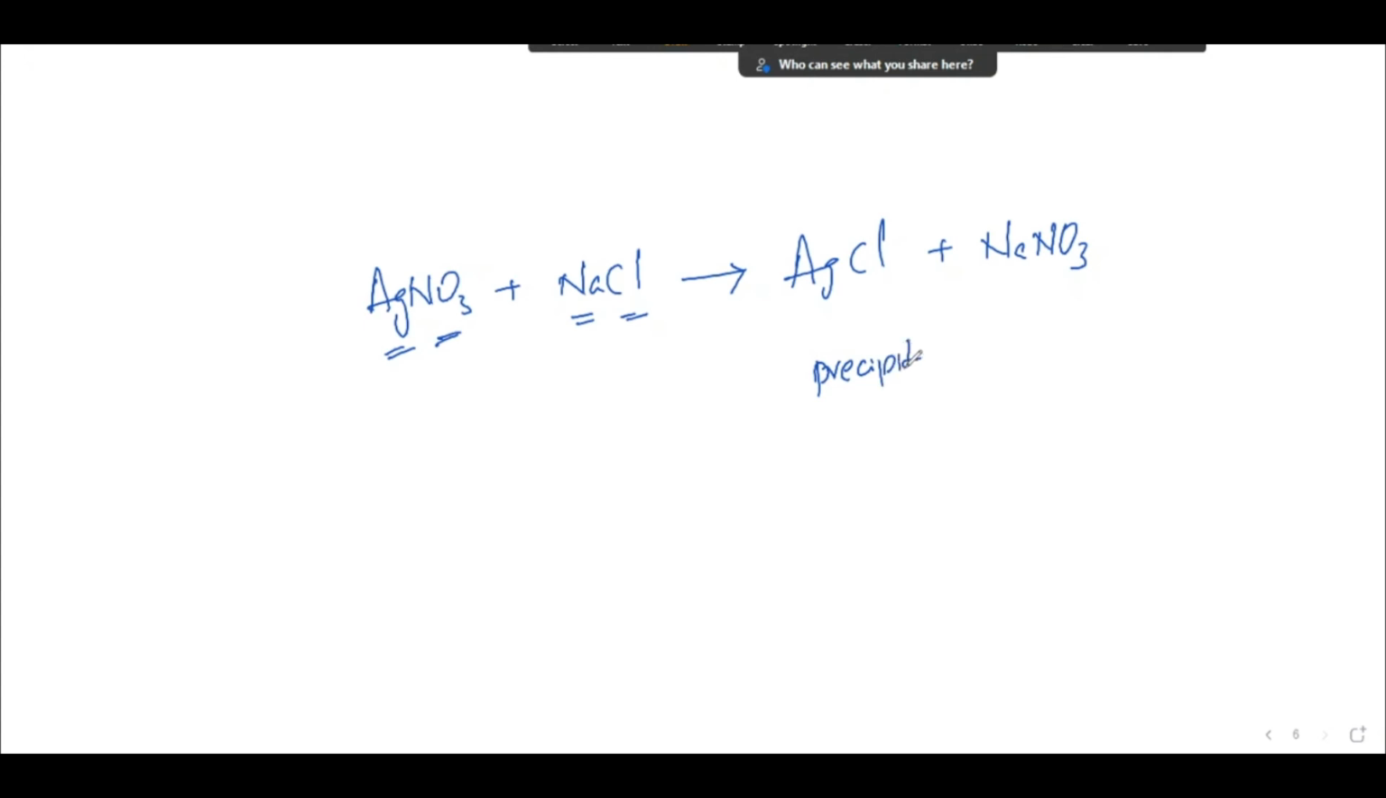One more, for example, if you take a substance like AgNO3 plus NaCl, these are the products we get: AgCl plus NaNO3, silver chloride, right? Now this AgCl is a precipitate, means it is not soluble in water, and this will be a white precipitate. In some reactions it will give us a colored precipitate. A colored precipitate is an indication.